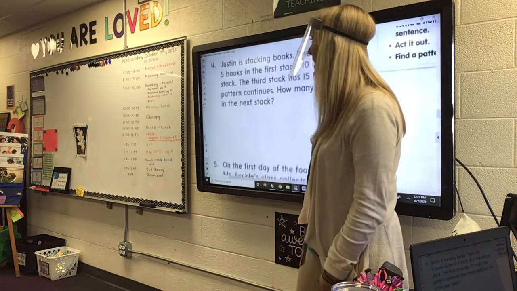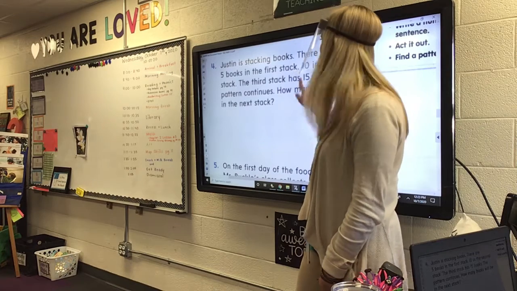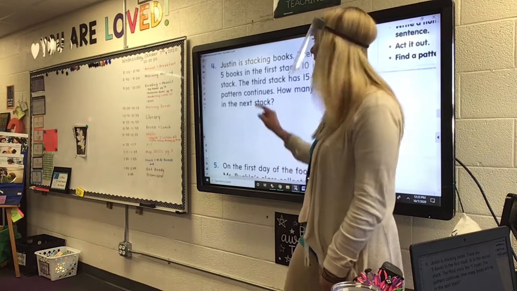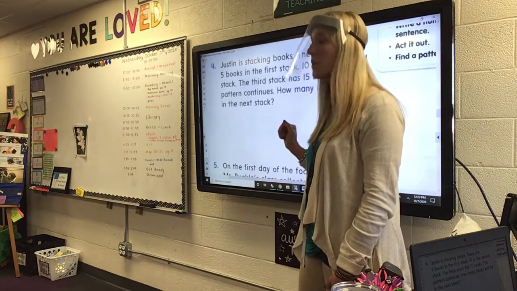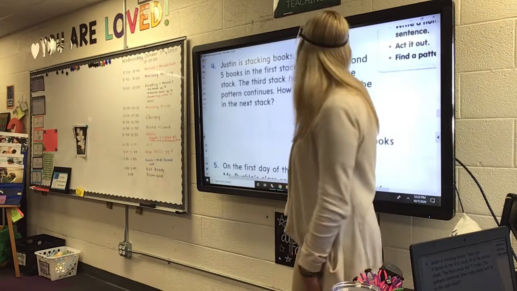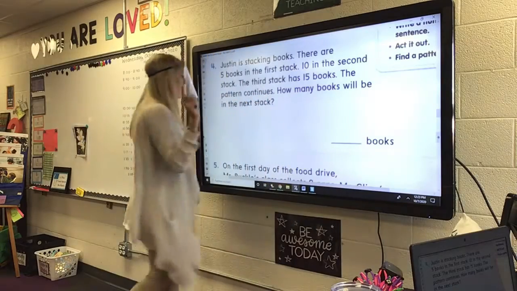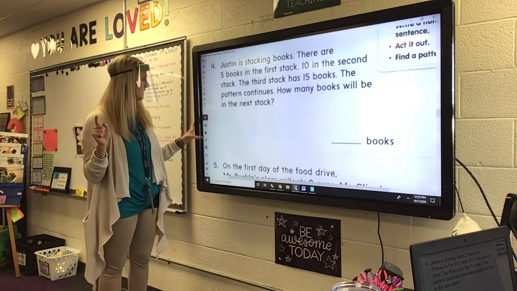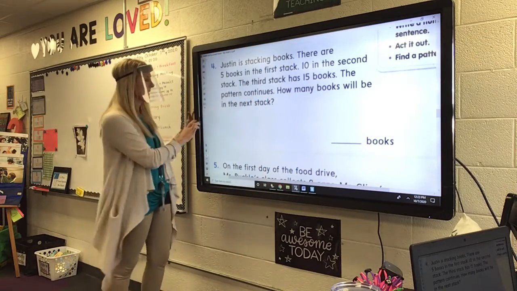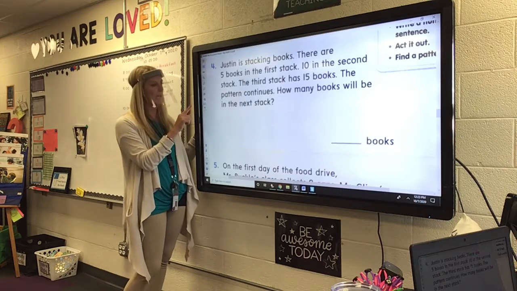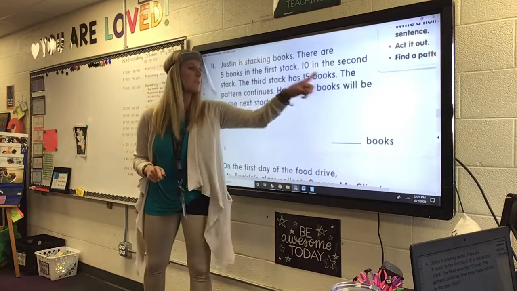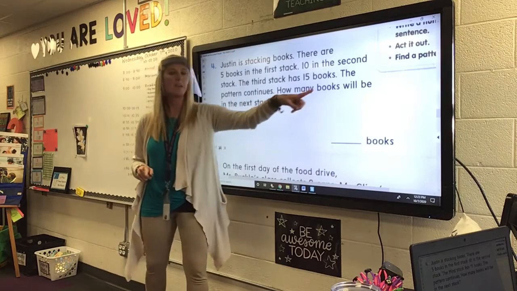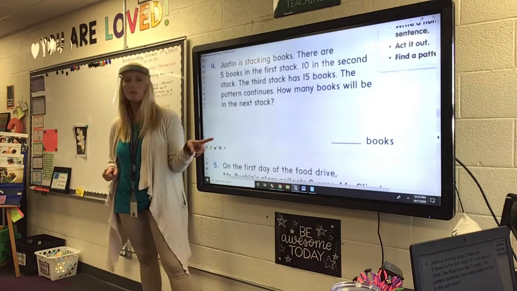Oh, and guess what we forgot to do on that one, guys? We forgot to underline the information. Can you guys underline 5, 10, and 15 quick? We forgot to do that. We always need to do that first. Mrs. Murphy kind of circled it, but then, can you circle the question, how many books will be in the next stack? Because we forgot to circle the question.